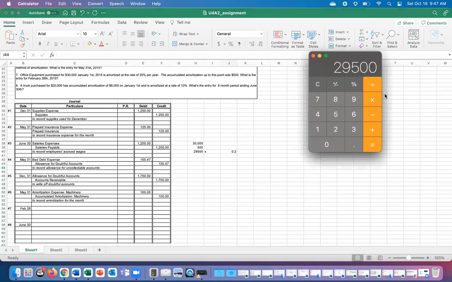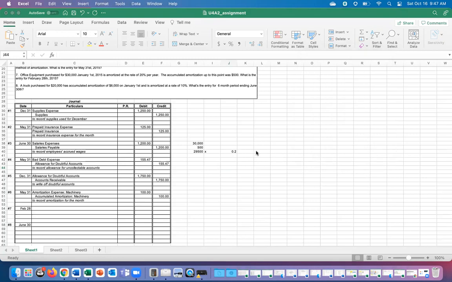So 29,500, we've already got in our calculator. So I'm just going to multiply that by 20% or 0.2. And that'll give us $5,900.